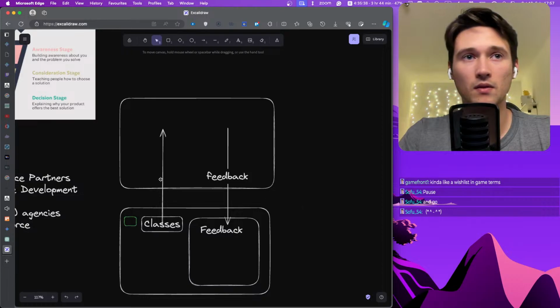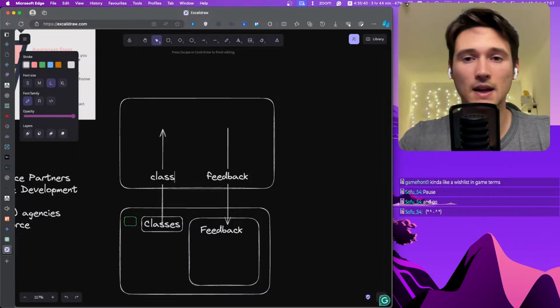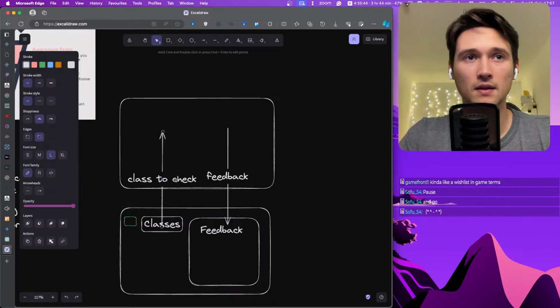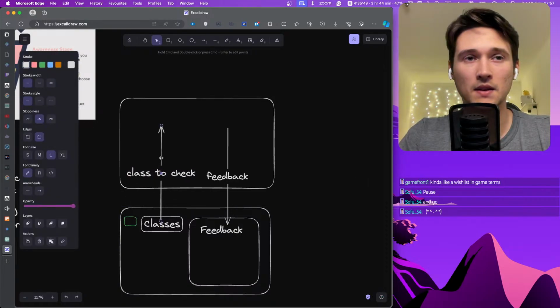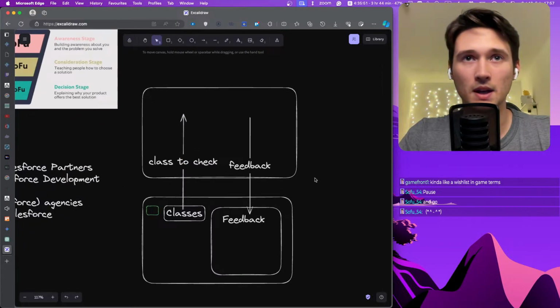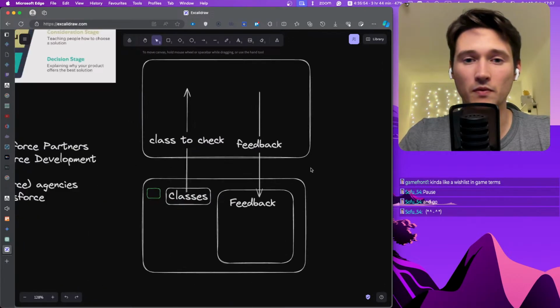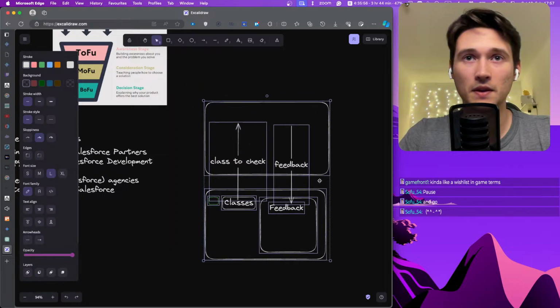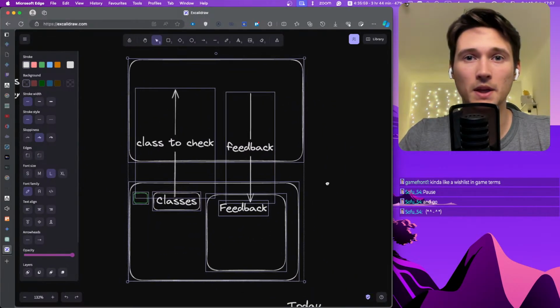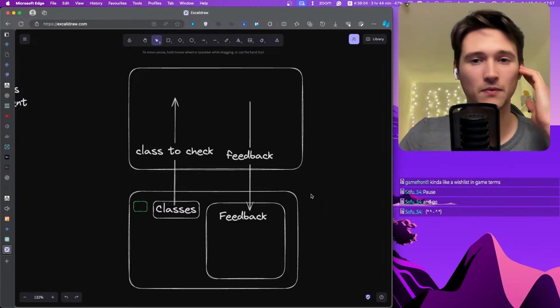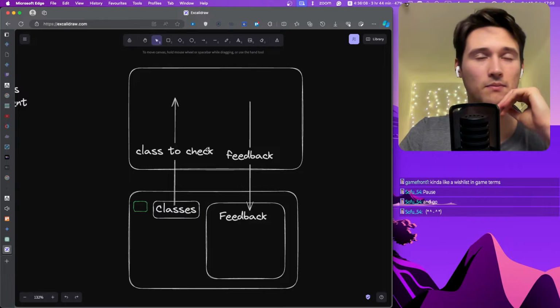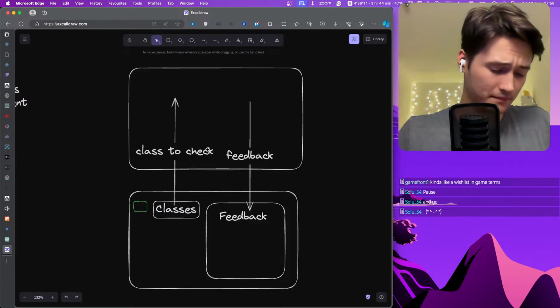Feedback. Class to check. So you send the class there, basically a piece of code, and then you get a feedback on what could be improved in this class. And this whole thing is going to be focusing only on beginners. And I wanted to do this thing for my interactive platform. So I kind of wanna play around those ideas.